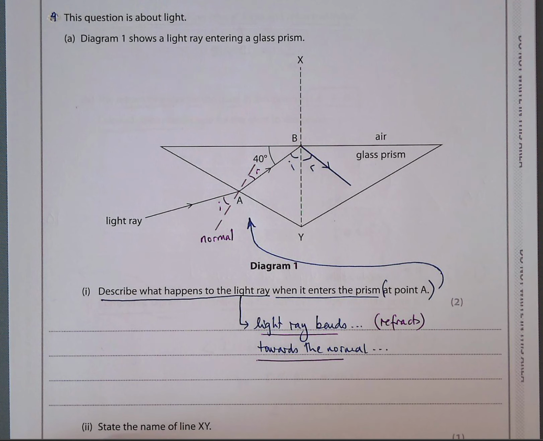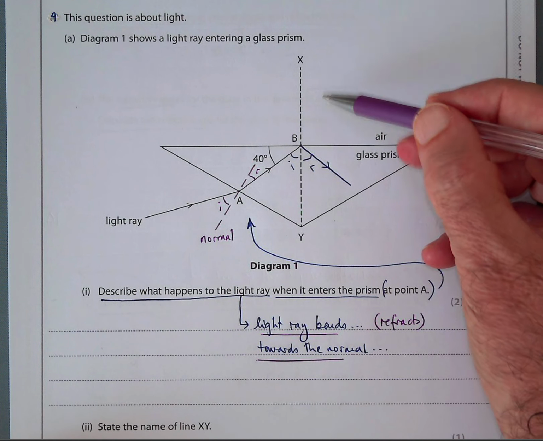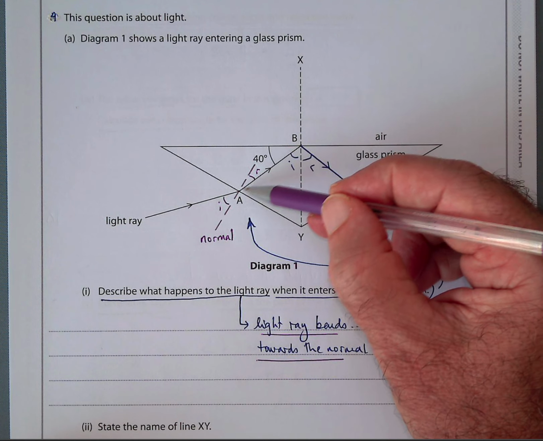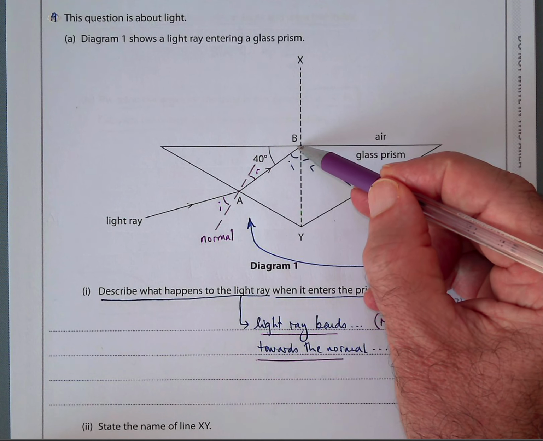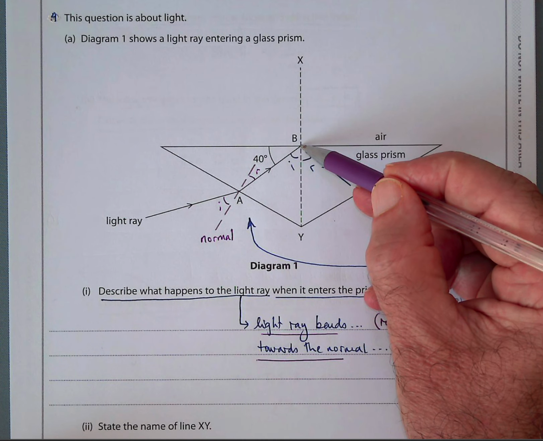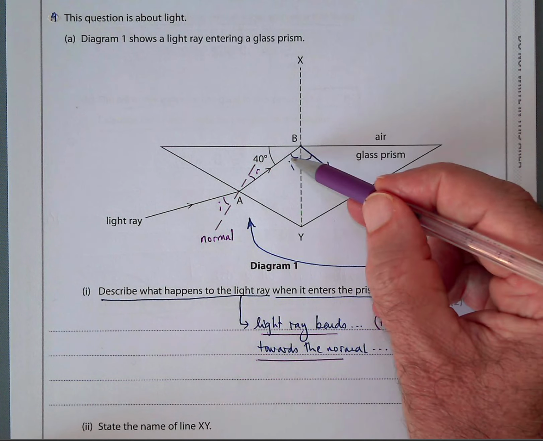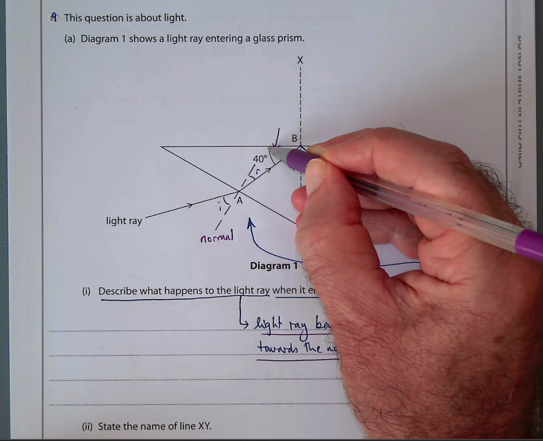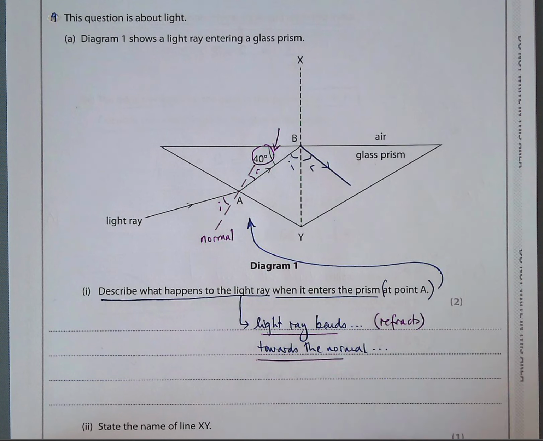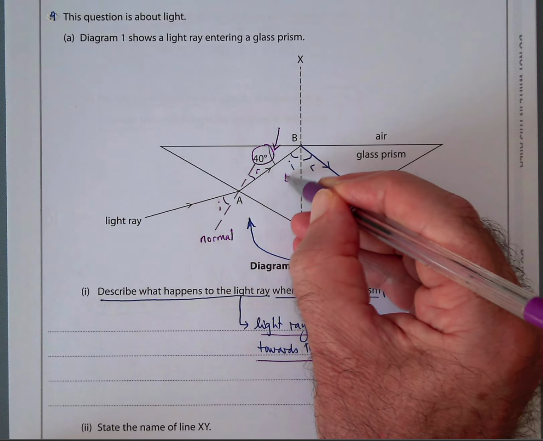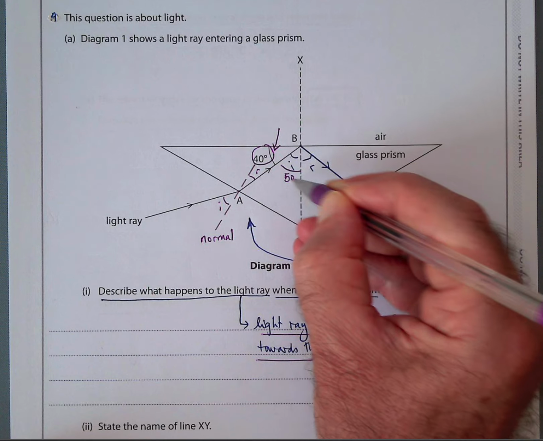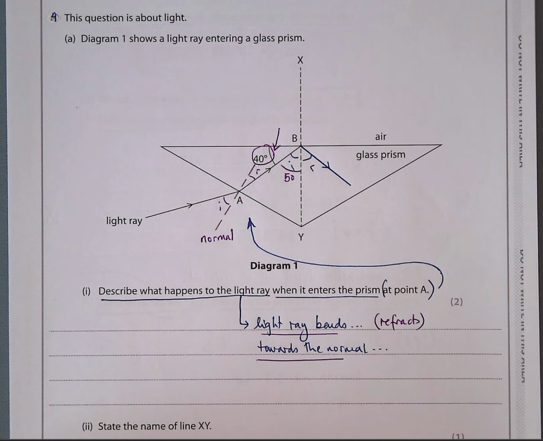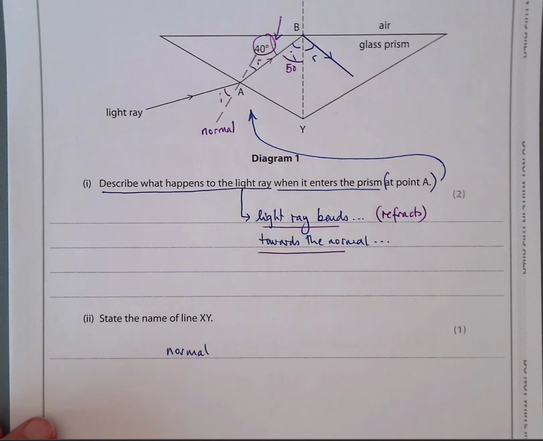And then state the name of the line XY. Well, XY is another normal, but this time at point B. So that when the light goes in at A, it then goes towards this point here, and you need to draw another normal. All angles are measured to the normal, and they're giving you this angle here, 40 degrees, and it's not drawn to the normal. So you know that this must be 50 degrees because it's a right angle triangle at B to the normal. Okay, so you're stating that as being to the normal.